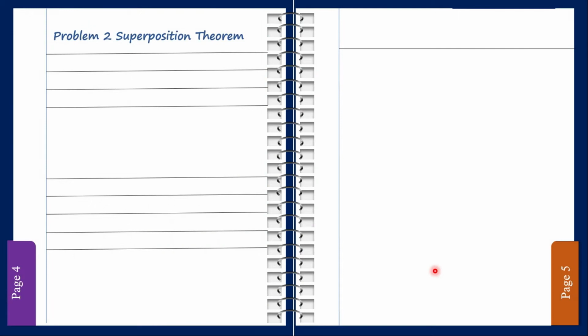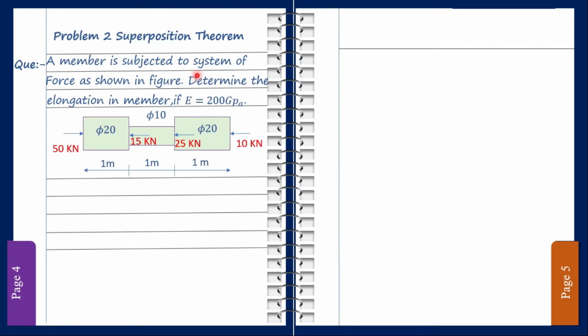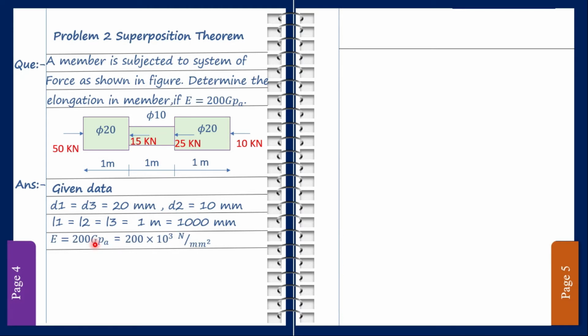Moving on to problems on superposition theorem. This is the question: a member is subjected to a system of forces as shown in the figure. Determine the elongation in the member if capital E is equal to 200 gigapascal. Whenever a member is subjected to a number of forces, it is important to use the superposition theorem to solve the numerical. D1 and D3 are 20 mm, section 1 and section 3 have the same diameter, and D2 is 10 mm. L1, L2 and L3 are constant, that is 1 meter, that is 1000 mm. The value of E is given as 200 gigapascal.